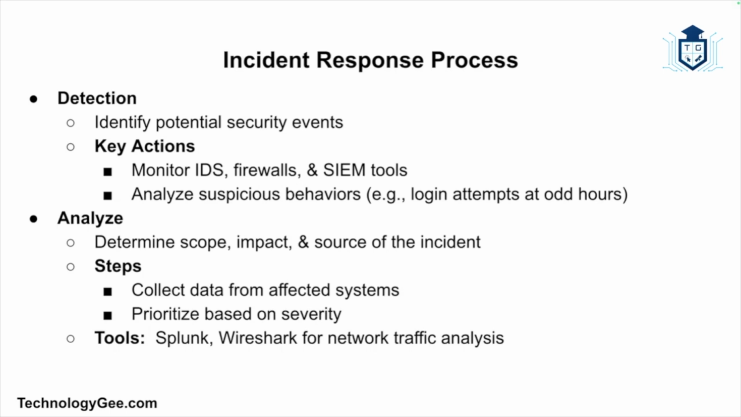Next is analysis, and this involves determining the scope, impact, and potential source of the incident. And the steps here are you want to gather relevant data from affected systems, you want to determine which assets and data are impacted, and you want to prioritize actions based on the severity. And as a tip, you can use tools like Splunk or Wireshark, which can help you analyze network traffic.